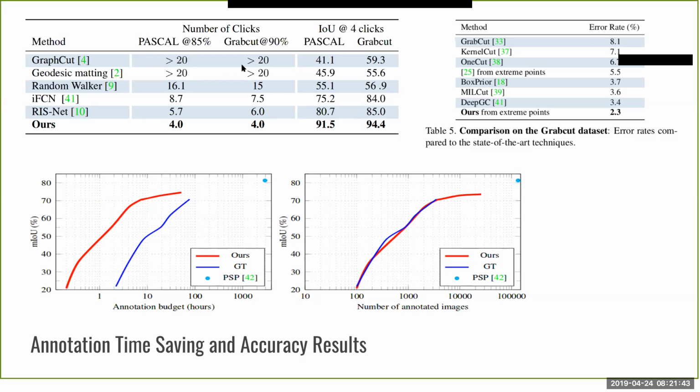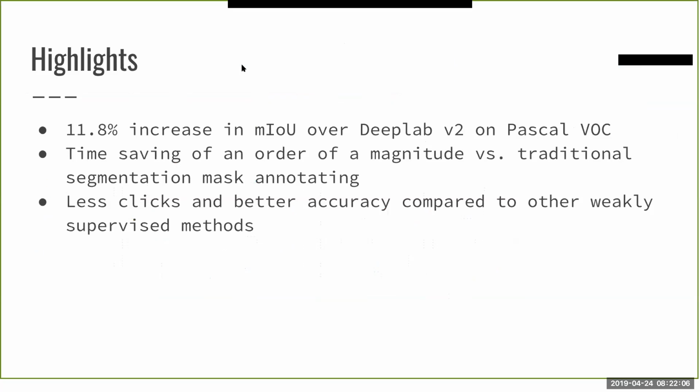And so you can see that you get to like 70% mean intersection over union at maybe 3 hours. Well, it takes almost 70 hours to do the same thing with the other methods. And also on the previous slide, you can see that there are fewer clicks involved. It was 4 relative to almost 20 or over 20 for some of the other ones.